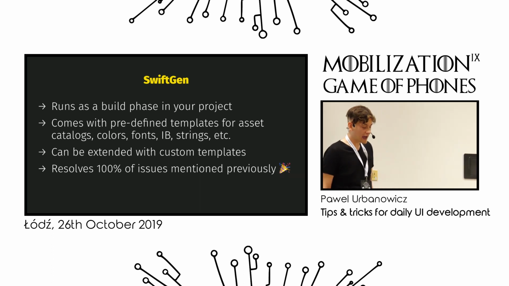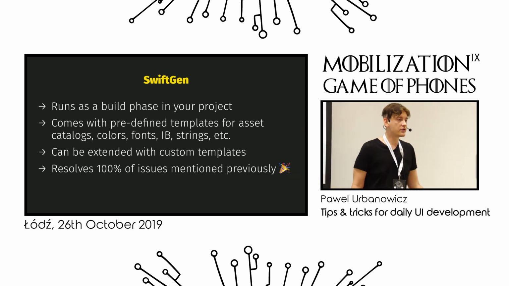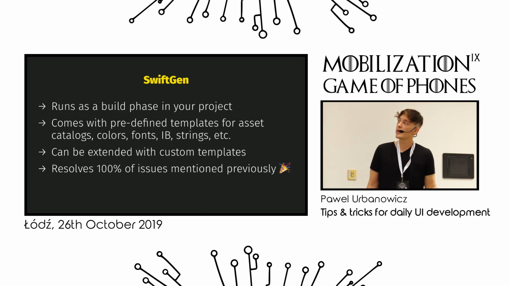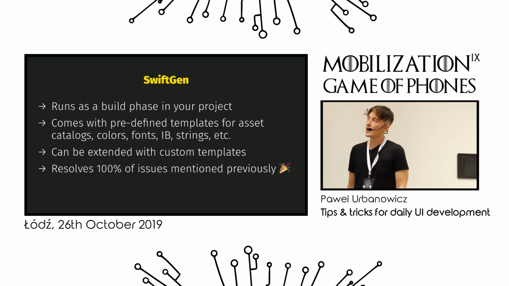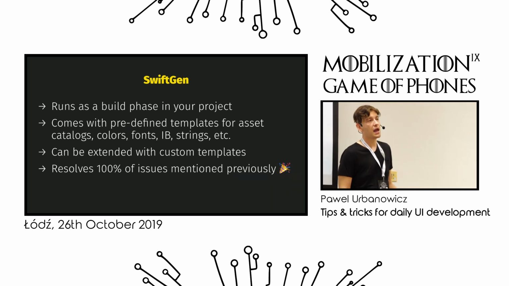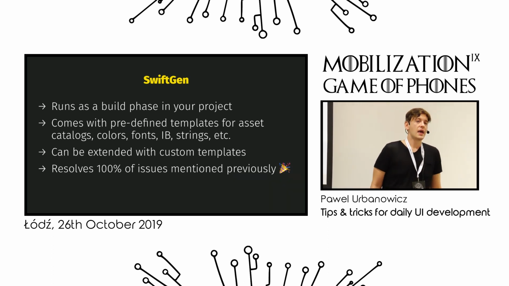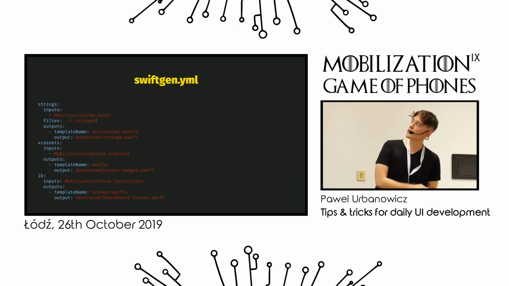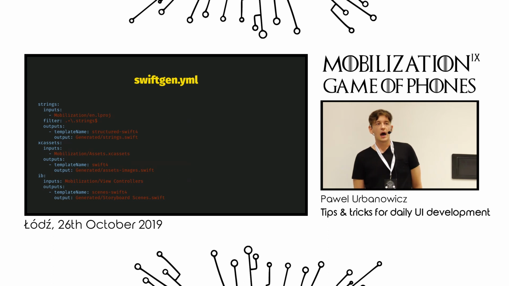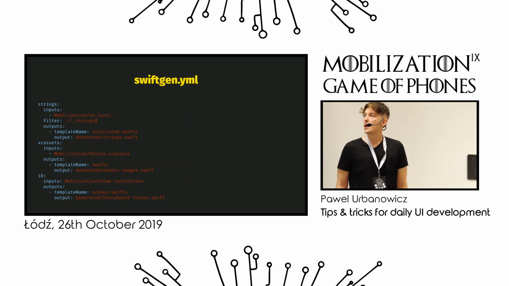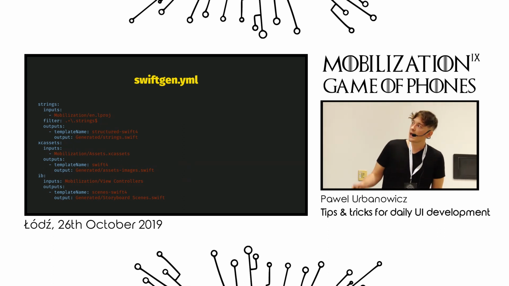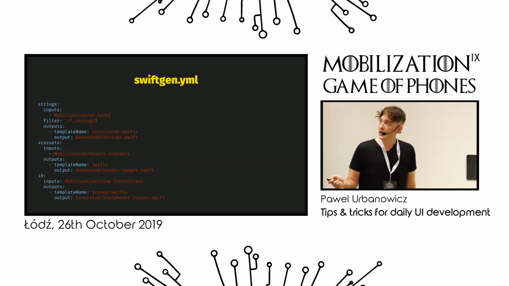And like you probably guessed, it just resolves 100% of the issues mentioned previously, because we don't have to worry about the string-based APIs anymore. We have instead nicely generated, predefined, strongly typed enums and structures. The SwiftGen configuration file is written in the YAML language, so you can see an example of a simple configuration right here.